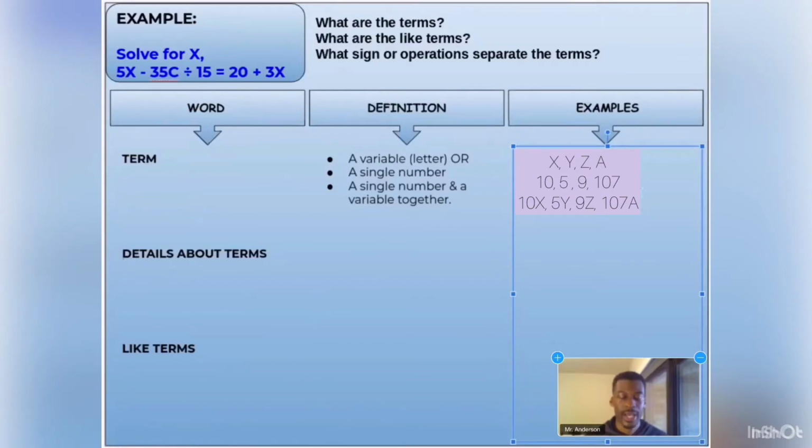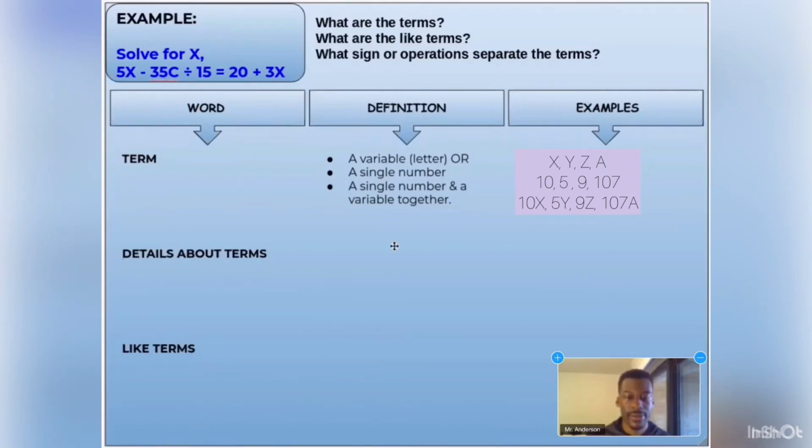And if we glance back up at our example up here, you would see that 5x, that's considered a term. You can see 35c, that's considered a term. 15 is considered a term. 20 is considered a term. 3x is considered a term. All of these are terms, all right? You have to know that.